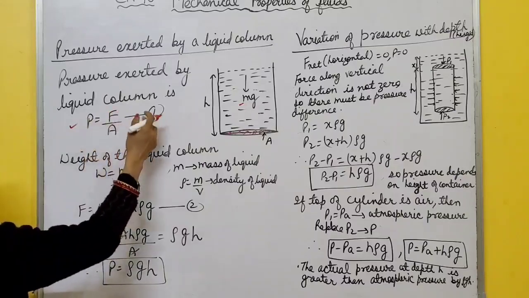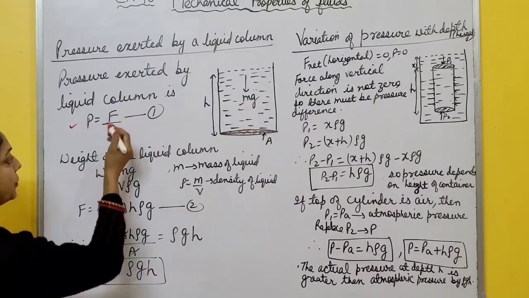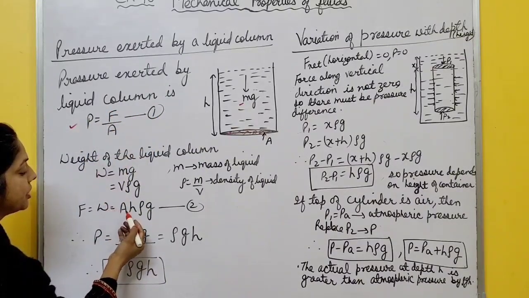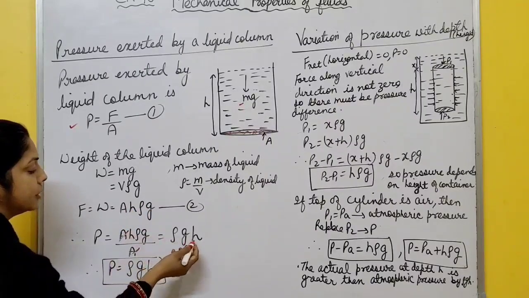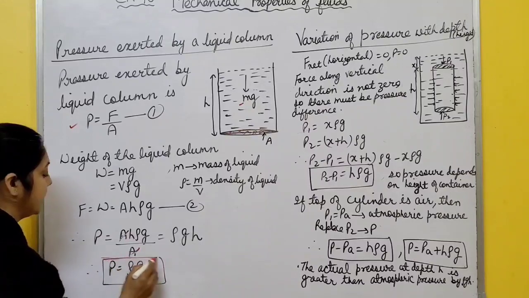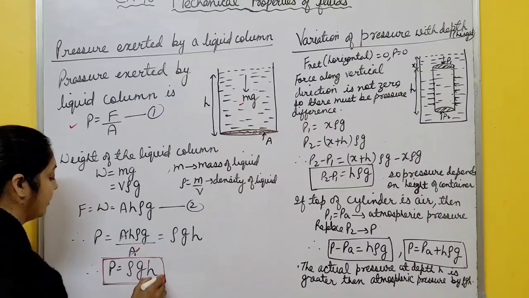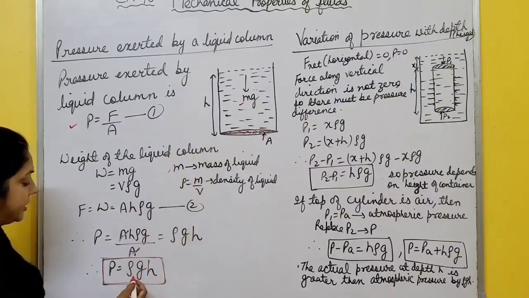Now for the pressure, equation 1 becomes force per unit area. It means the force is A h rho g, divided by A, so A cancels. It becomes rho g h. So the pressure exerted by a liquid column of height h is rho g h.